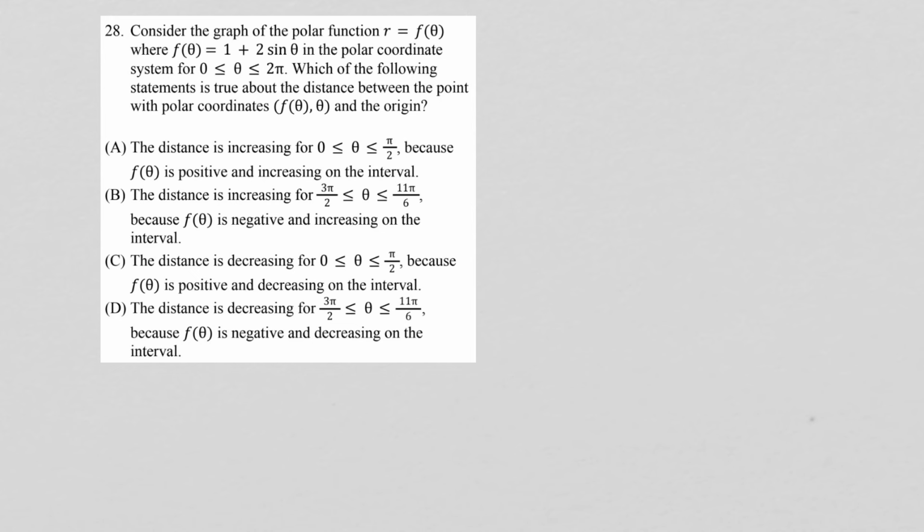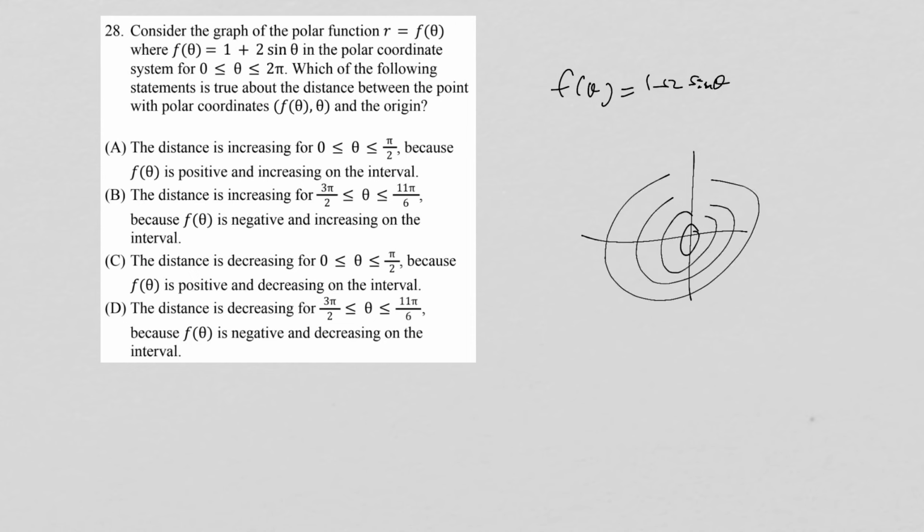28. Consider the graph of the polar function 1 plus 2 sine theta. We did another question with polar before. That's where you have like the polar graph paper and you use r and theta instead of x and y. It's 1 plus 2 sine theta. And they want to know which is true about the distance between the points with polar, about the distance.